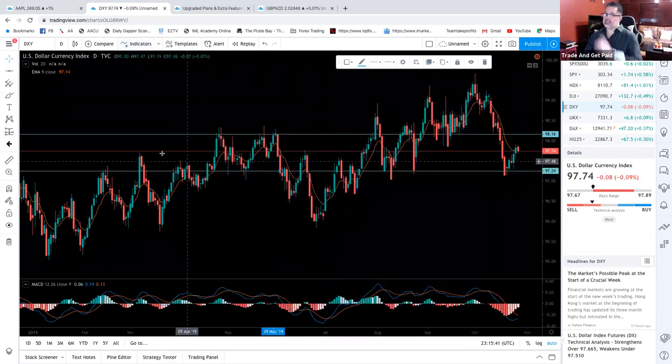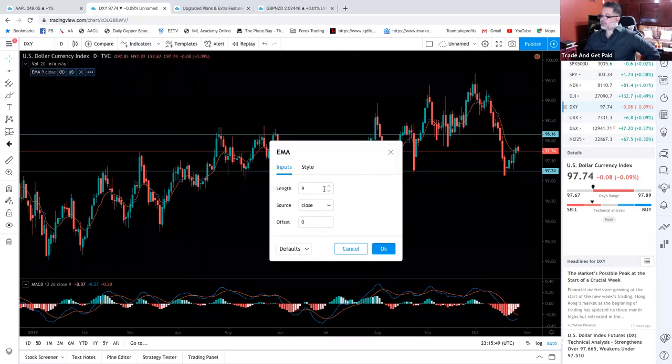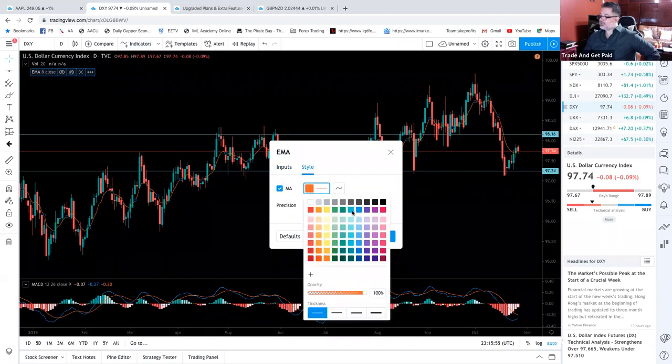And we use the 8. Okay, this one by default is 9. So you go right here in the settings, click on it, and change it to 8. Here you can also change the color. I like my 8 to be a teal. Let's just use this one. And you can change how thick the line is. Make it easier for you to see. See how it changes?